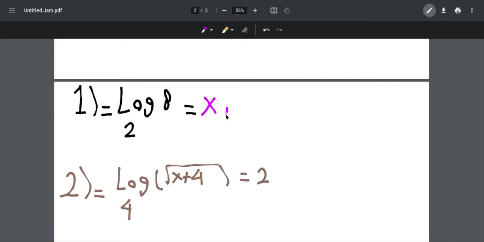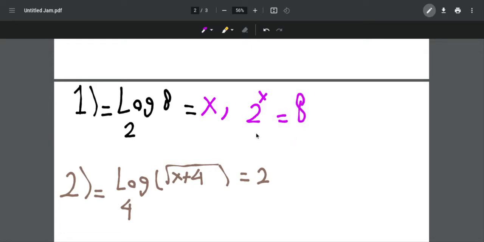So one way to solve it is to change into exponential form. To change a logarithmic equation to exponential form, we should raise the base to the answer of the log, and this is equal to the inside of the log. What I mean by this is that, for example, in this case, 2 to the power of x is equal to 8.